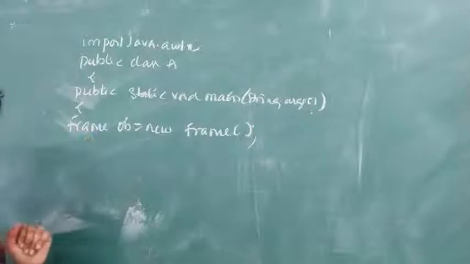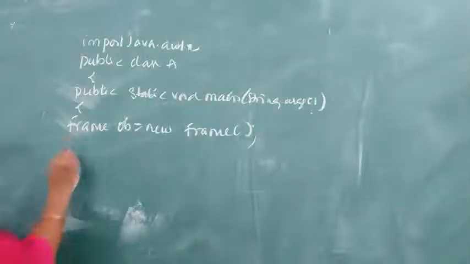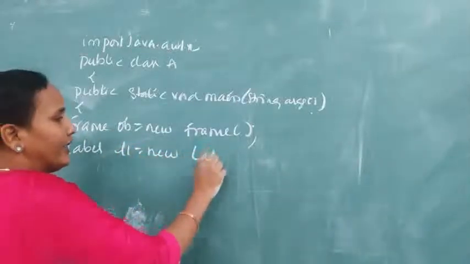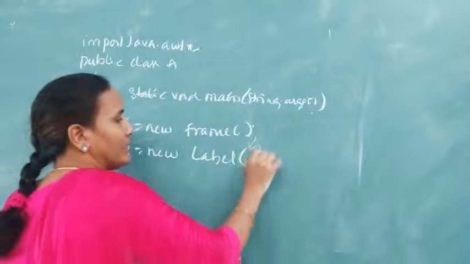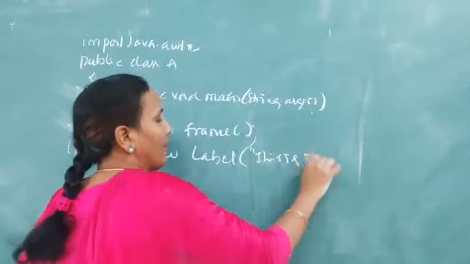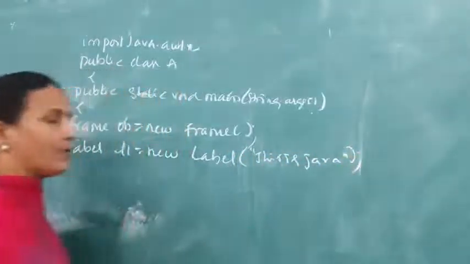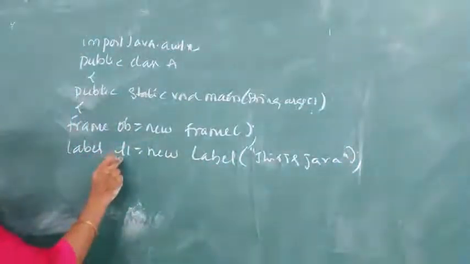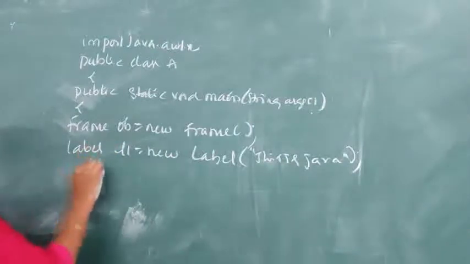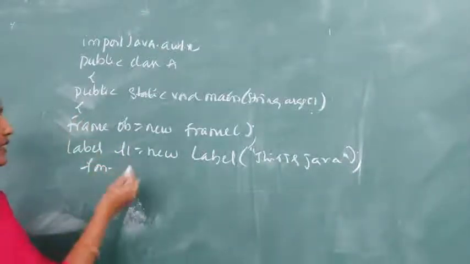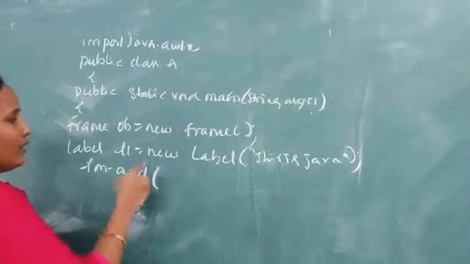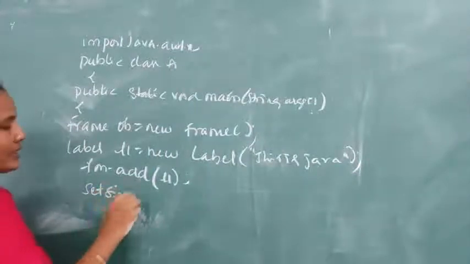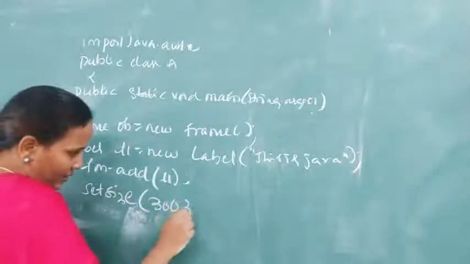After creating a frame, I want to add the label. So, Label L1 = new Label("This is Java"). This is the label I want. When you add any label, first you should create an object. After creating an object, it should be added using the add method, add element. Now set the size of the window to 300.